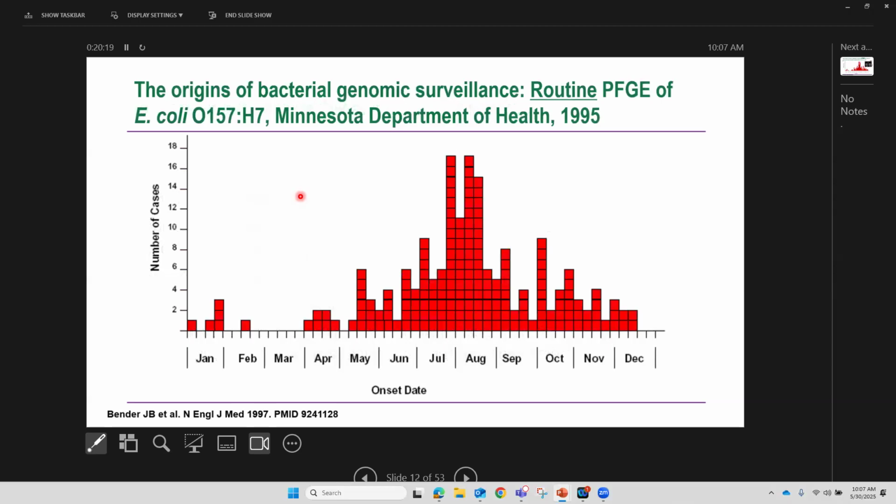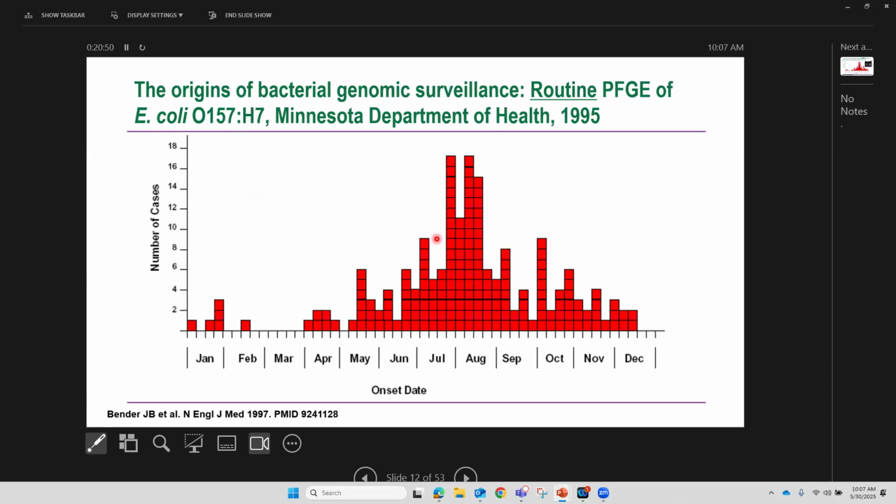So really the intellectual framework for this approach for genomic surveillance in hospitals comes from a study that was done by the Minnesota Health Department really 30 years ago now. And what they did was, so E. coli O157:H7 is reportable in all states, and typically state health departments would count cases shown here, and then they would rely on somebody recognizing an outbreak and reporting it to them.